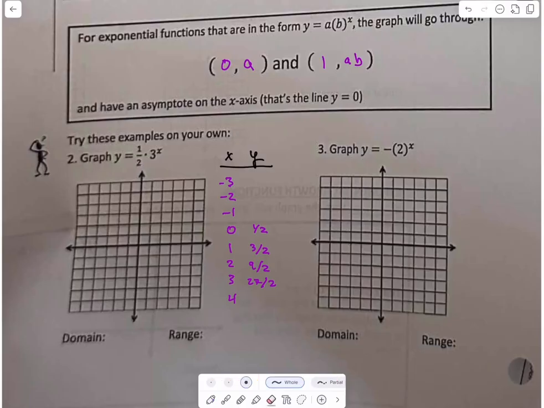I'm not going to do 4 because it's getting large. When x is negative 1, it's a sixth, 1 over 6. Negative 2, 9 times 2 is 18, so 1 over 18. When x is negative 3, 1 over 54. Those are basically just really close to 0. And 27 divided by 2 is 13.5.